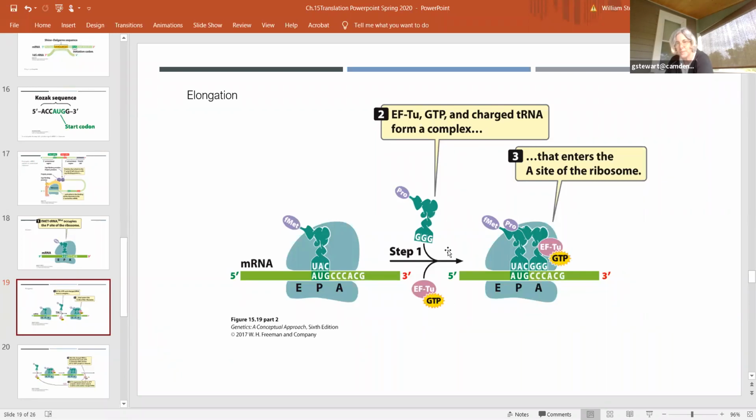It has help. Okay, so the elongation factor, it's actually called EF-Tu, with the GTP, that's going to fill the A site.